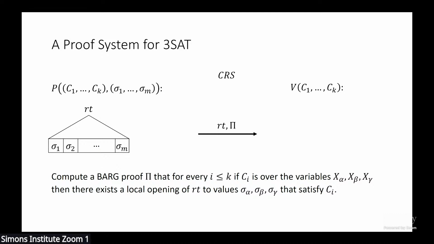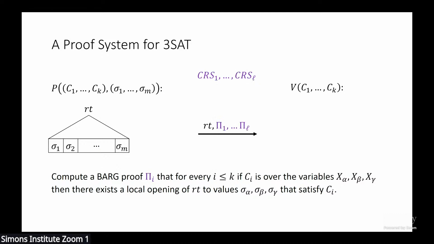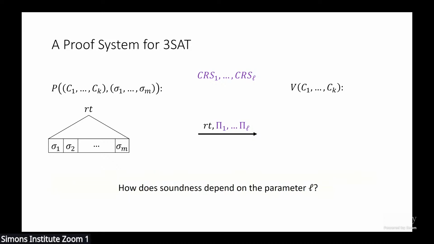So based on our iteration from before, we know that sending just one proof is not a good idea. So instead, we're going to send L proofs. L is some parameter of our construction. We're going to have L independent CRSs, and we're going to send L proofs with the same root. And now the big question is, how does the soundness of this construction depend on L? The nice thing about this construction is that when you make L larger, you expect better soundness. But in terms of succinctness, you pay, right? The proofs grow linearly with L.